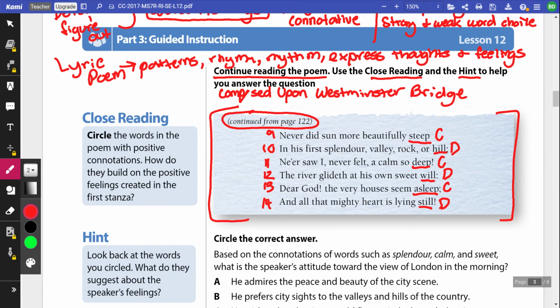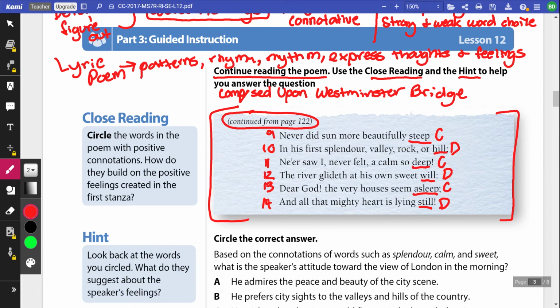Never did the sun more beautifully steep in his first splendor valley, rock, or hill. Ne'er saw I, never felt a calm so deep. The river glideth at his own sweet will. Dear God, the very houses seem asleep, and all that mighty heart is lying still.